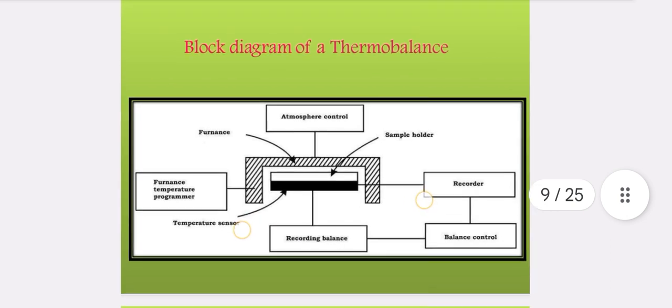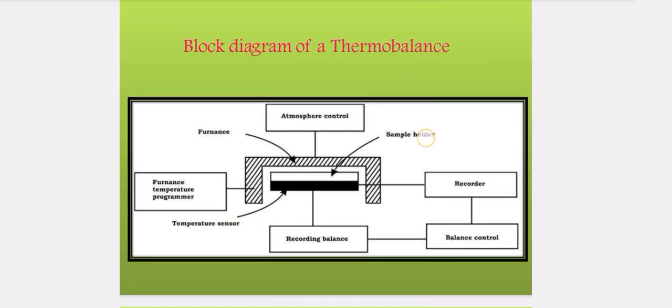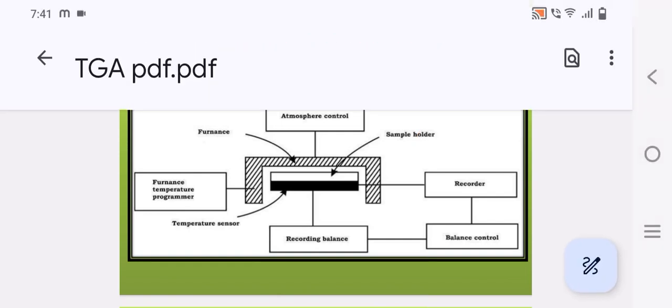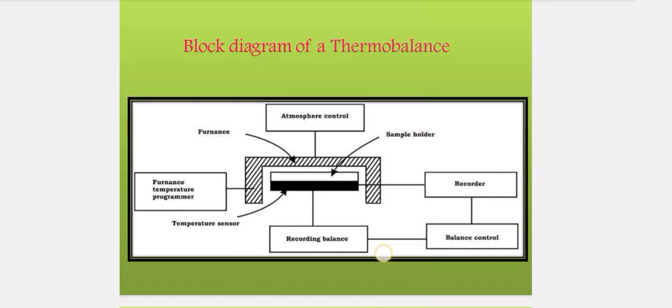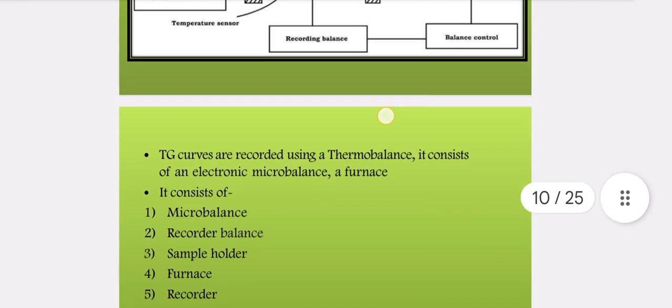As you can see here, it contains sample holder with the recorder which records the function of the sample. Here furnace, then above we have atmosphere control. Below it we have recording balance control with the furnace temperature programmer which controls the temperature, and we have a temperature sensor. So this is a basic block diagram. So these TG curves are recorded using this thermobalance.